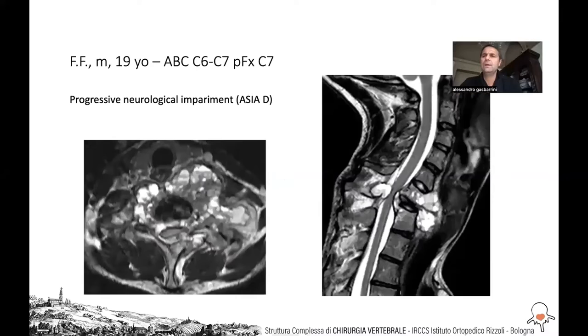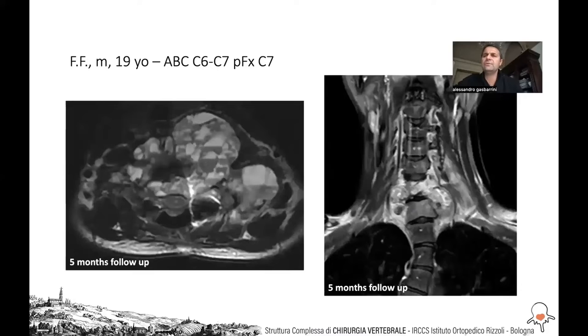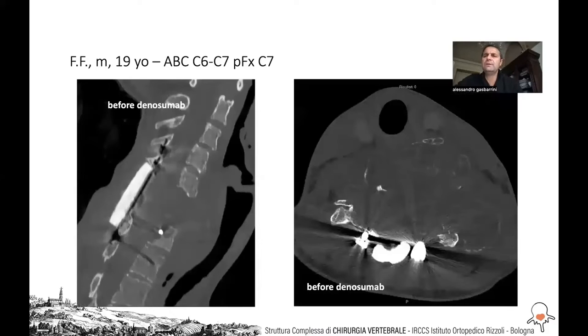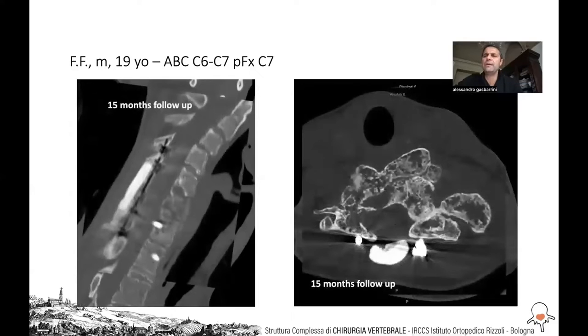In this case of cervical aneurysmal bone cyst, C6, C7, with pathological fracture of C7 in a 19 years old male, there is progressive neurological impairment with ASIA D grade scale. So posterior decompression and stabilization C3 T1 was urgently performed. And 5 months after surgery, an important recurrence of the lesion is identified. In these pictures, 15 months after treatment with denosumab, progressive ossification can be identified.